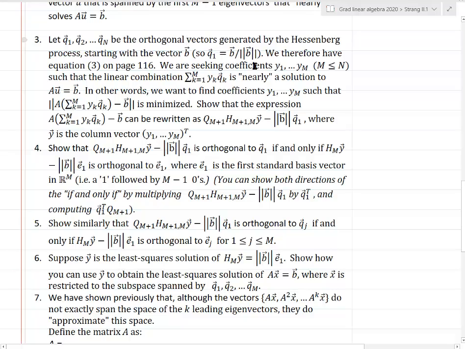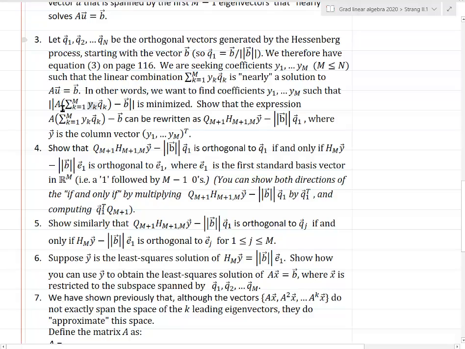All right, so we have this. We are seeking coefficients y1 through ym, where m is less than or equal to n, such that this linear combination is nearly a solution to Au equals b. So it's the same setup as what we talked about above. In other words, we want to find coefficients y1 through ym such that A times this linear combination of my q vectors minus the vector b is minimized. So if I plug this linear combination vector in for x, then it's nearly a solution to Ax equals b, because Ax minus b has a small norm.